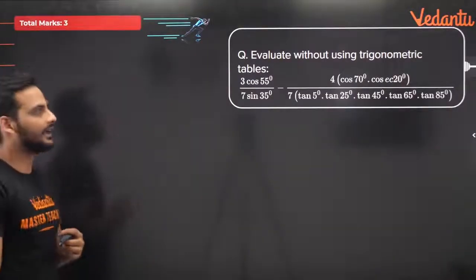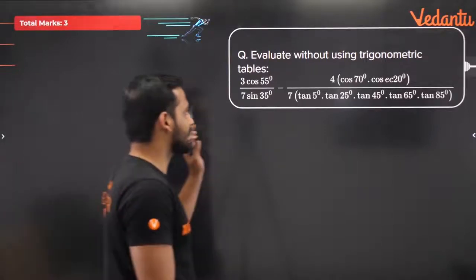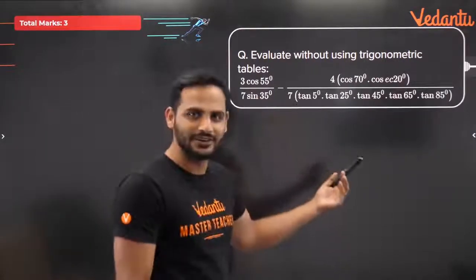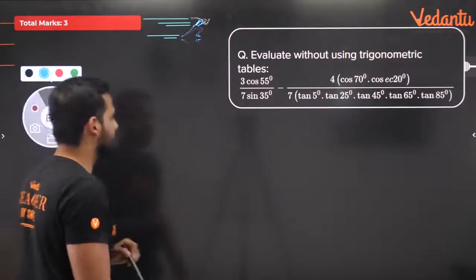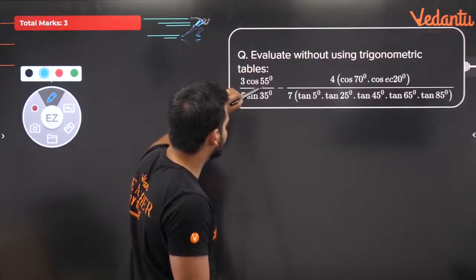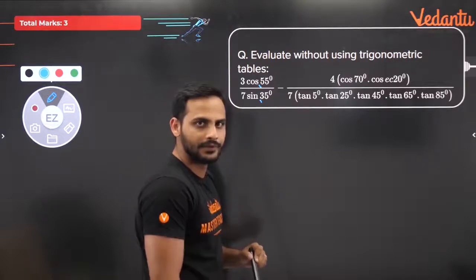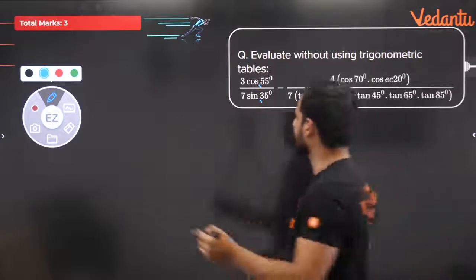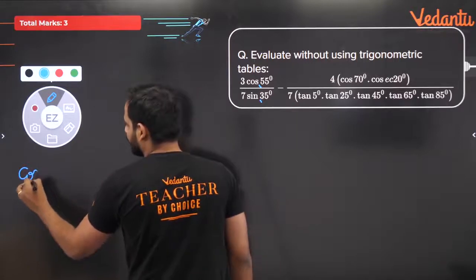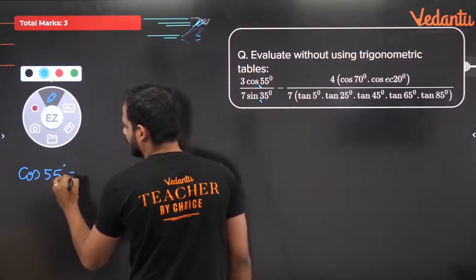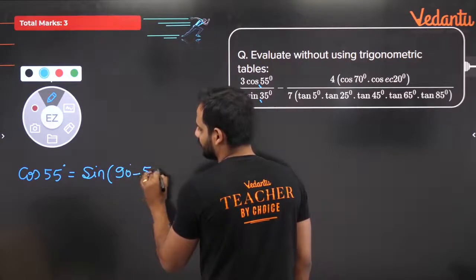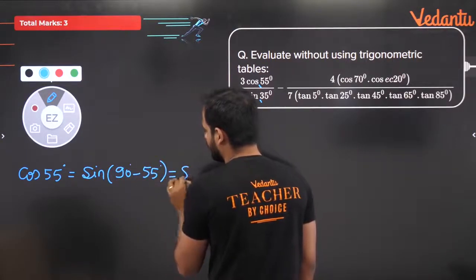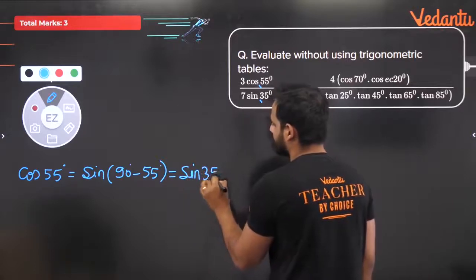Next part is this. Evaluate without using trigonometric tables, although we don't know the values of these parts. So look here, you have to look at the angles carefully. This is 55 degree, this is 35 degree. I can say one thing very carefully, that cos 55 degree, if I want to convert it into sine, will be equal to sine of 90 minus 55, right? Which means it is equal to sine 35 degree.